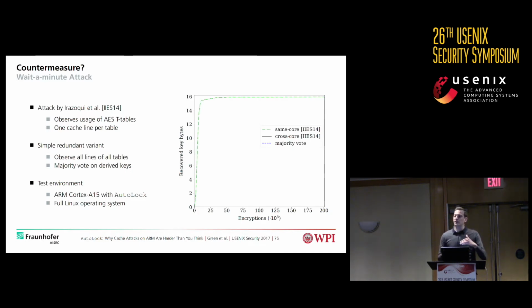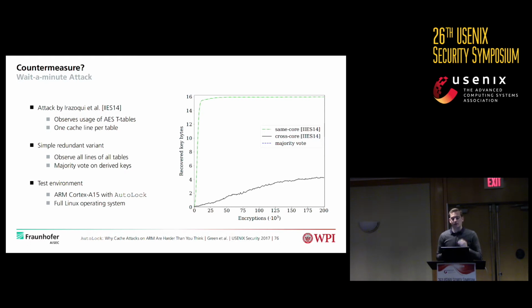What you can see here on the y-axis is the number of key bytes that we recovered, and on the x-axis, the number of encryptions that we used to do so. The first line drawn here is the original attack in the same-core scenario, so there we don't have any effect of AutoLock, and we see that with very few encryptions, we recover the entire key. The situation changes if we move from a same-core to a cross-core attack scenario. In this case, we directly see the impact of AutoLock. Even though we invest a large number of encryptions, we are not able to get the entire key.